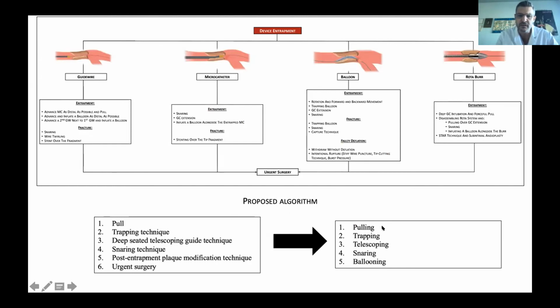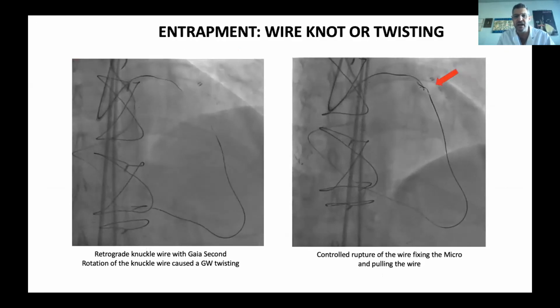So pulling is the first strategy, followed by trapping, the trapping technique, then the telescoping technique that consists in advancing a guide catheter extension very close to the entrapped device in order to improve the pulling force to the system. Then snaring, and finally the last technique, a plaque modification technique that consists in trying to perform a balloon inflation very close to the device entrapment in order to free it from the vessel wall. I have now some examples.